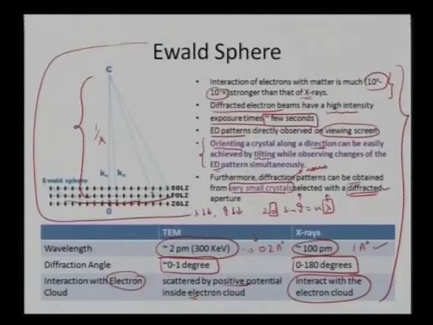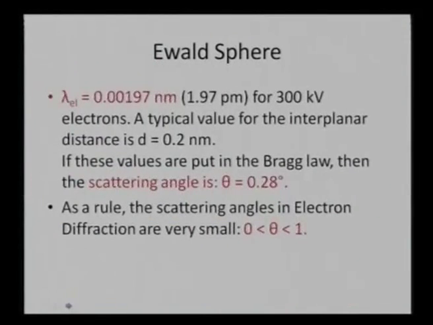And moreover, as we saw here, the Ewald sphere is so flat that many of the points coincide with the Ewald sphere. The reciprocal lattice points coincide with my Ewald sphere to give me a diffraction pattern. And as we see here, the wavelength comes out to be approximately 1.97 picometers once I have electrons with an energy of 300 kV. Coming back to the d value, which is approximately 2 to 3 angstroms for particular crystals.